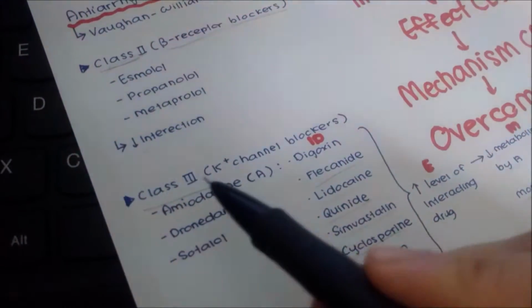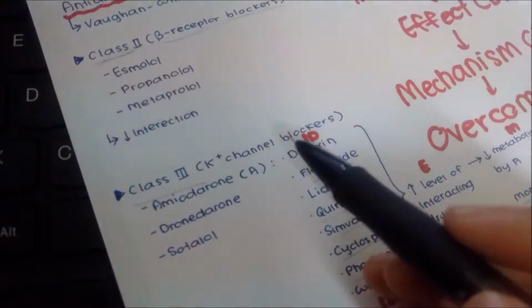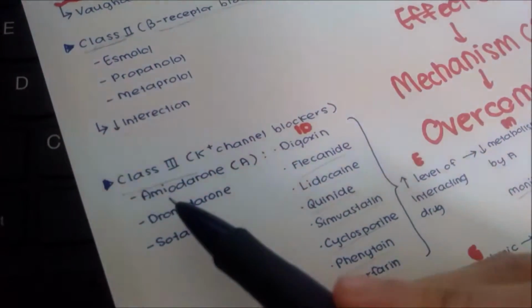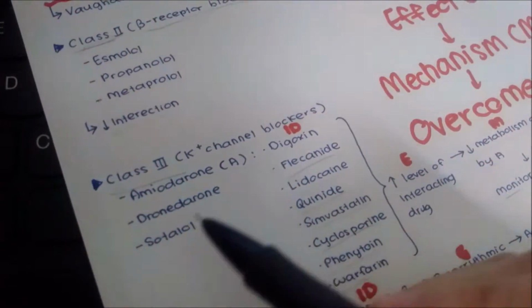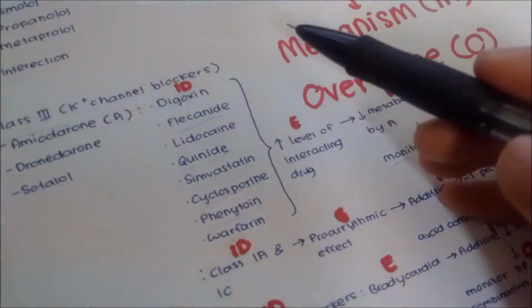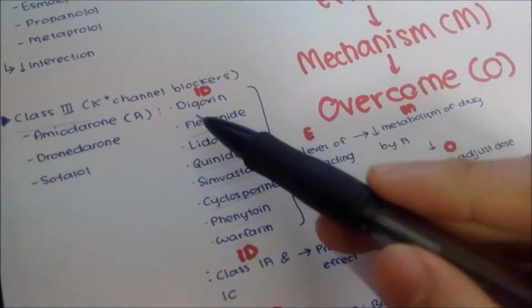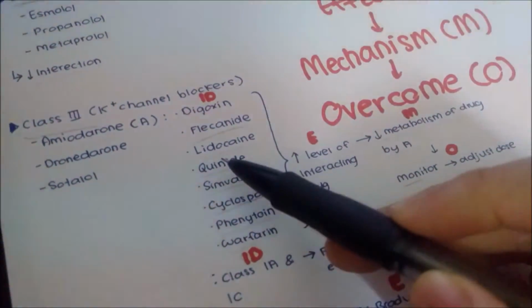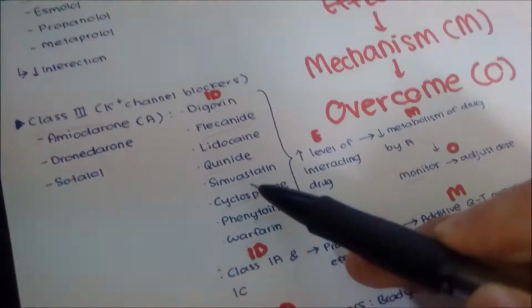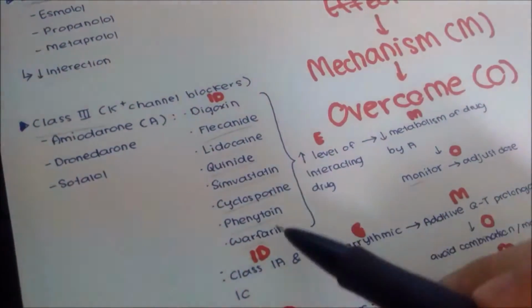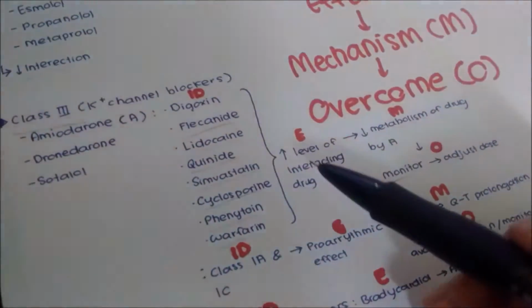Class 3 is the group of drugs that act as K+ channel blockers. Examples of the drugs are amiodarone, dronedarone, and sotalol. They may interact with other drugs, for example digoxin, flecainide, lidocaine, quinidine, simvastatin, cyclosporine, phenytoin, and warfarin.